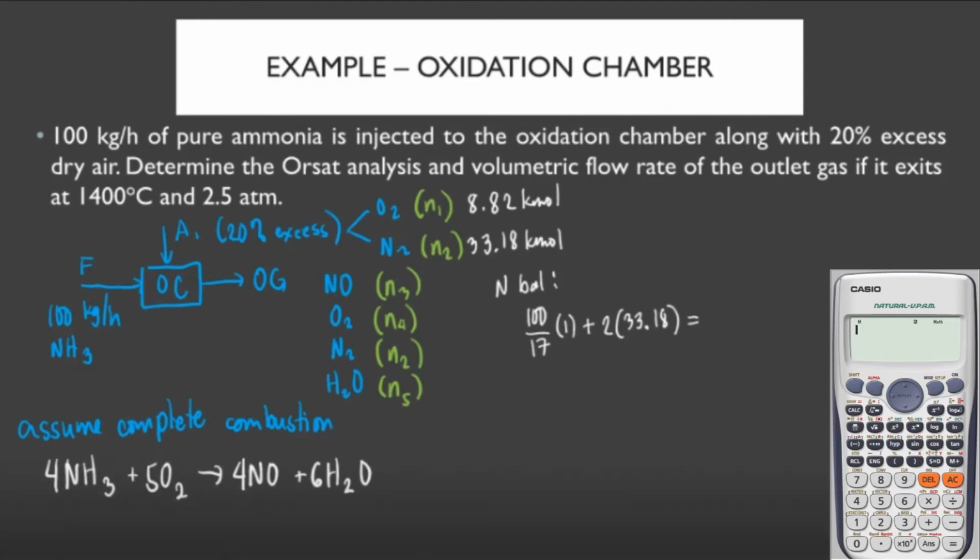First, from nitrogen monoxide, we write this as N3 because there is only 1 mole of nitrogen in nitrogen monoxide, plus 2N2, 33.18. This is the free nitrogen found in the oxidation gases. As you can see here, this just cancels because they are equal on both sides of the equation, and we can now say that N3, or the number of moles of nitrogen monoxide in the system, is simply 100 divided by 17. That is 5.88 kilomoles NO.